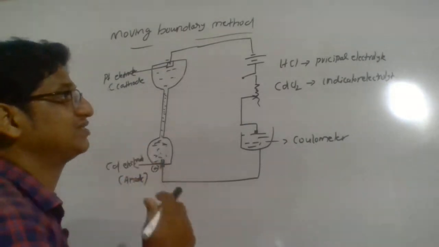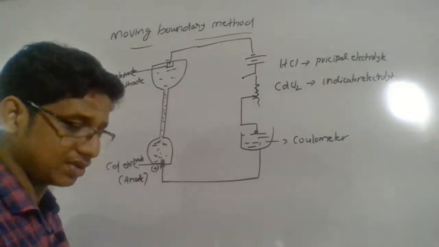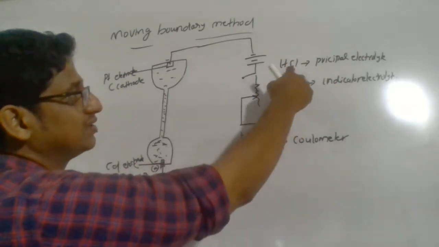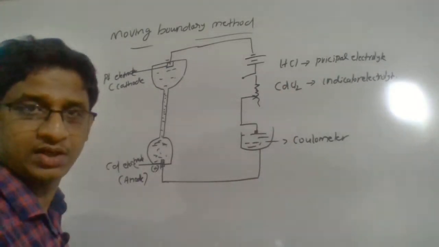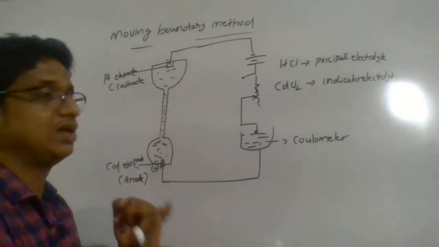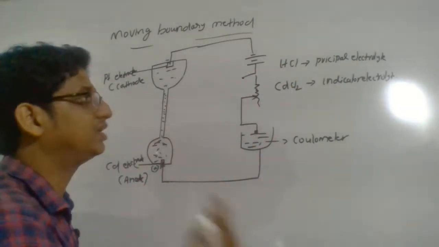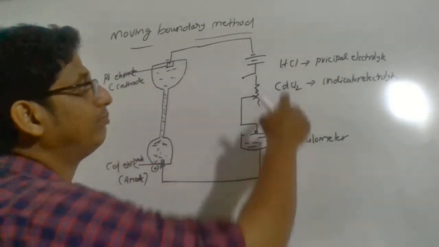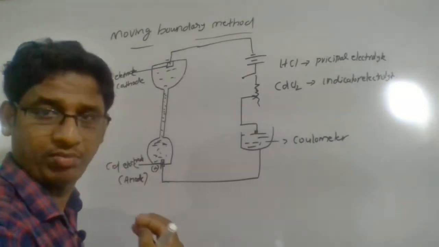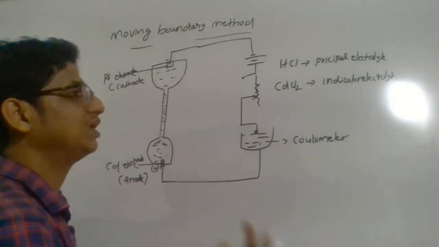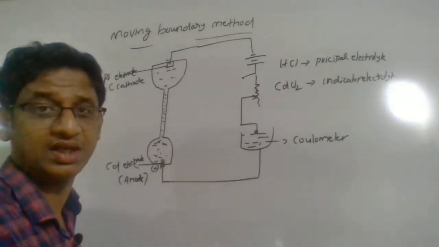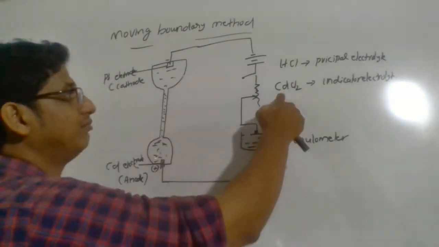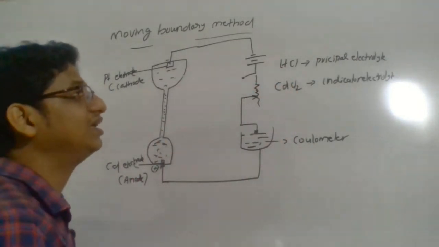What is the criterion needed for the indicator electrolyte? The indicator electrolyte is generally selected based on the principal electrolyte, and it should have a common anion. Here Cl minus is the anion for HCl, and here also Cl minus is the anion. So that is one of the criteria: it should contain a common anion. Then, if you want to determine the transport number of H plus ion, the Cd2 plus ion, which is a cation, should move slower than the ion we want to determine. H plus is smaller, so it will move faster compared to the Cd2 plus ion. That criterion should be maintained. We know Cd2 plus has a larger size, which means it moves slower than H plus ion. Based on that, we usually select the indicator electrolyte.